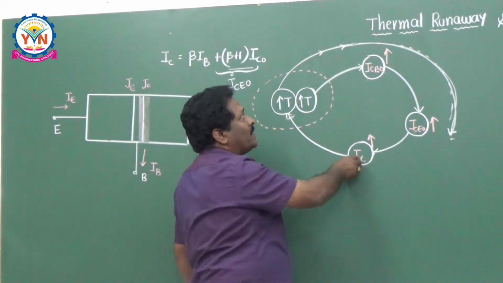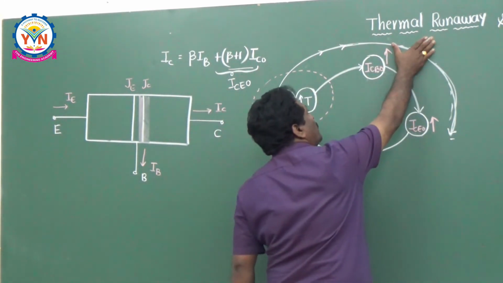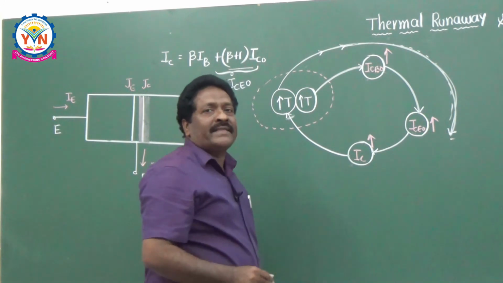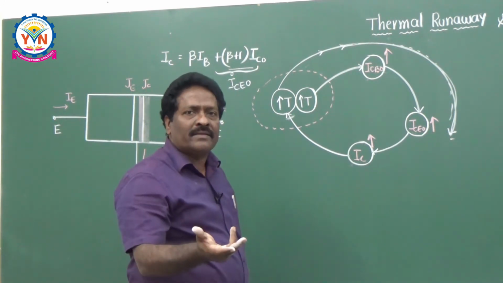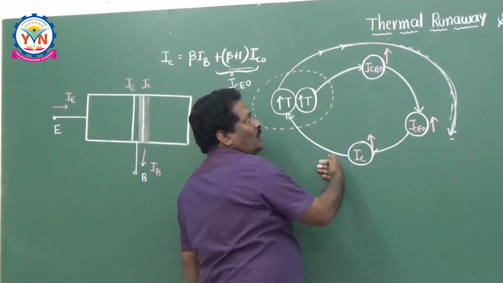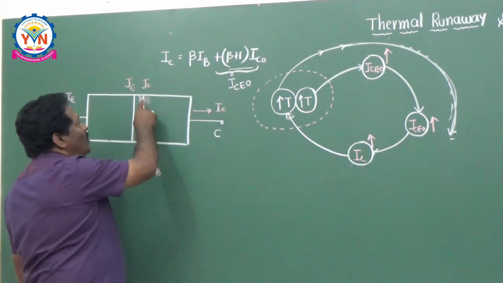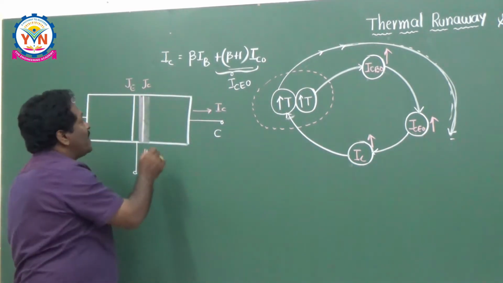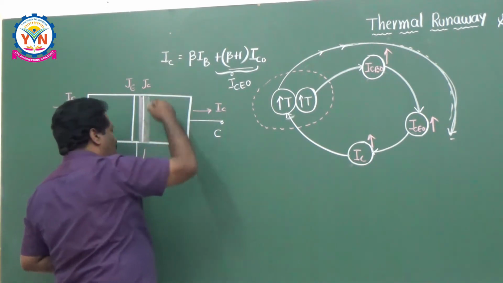That is called as thermal runaway. Thermal runaway is nothing but a cumulative process where the self-destruction of the transistor takes place. The transistor is going to be damaged because of this temperature rise in a cumulative process. So to avoid this thermal runaway, we have to see that whatever the heat that is evolved at the collector junction should be dissipated to the surroundings.